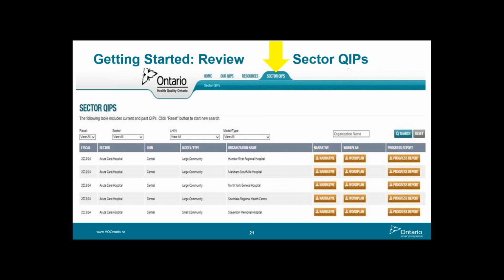You can see that you can pull up the narrative, you can pull up the work plan, you can pull up the progress report. So again, you can look to see what type of change ideas they were working on for which indicators, those types of things. And a reminder that again, you do not have to log in. This is available for the public, for the sectors, for organizations, anyone who's interested in looking at these.